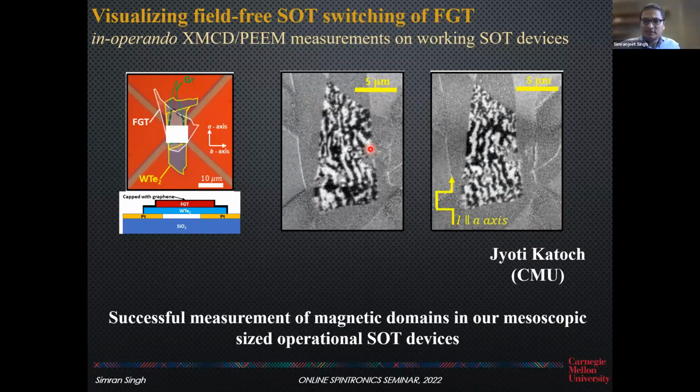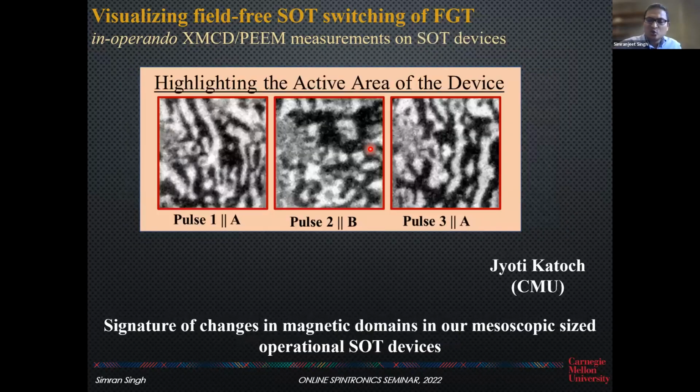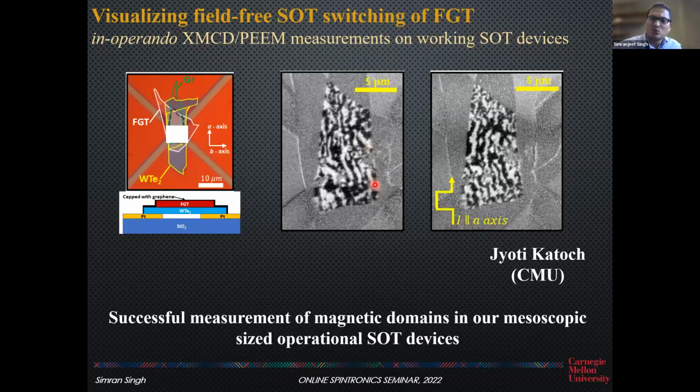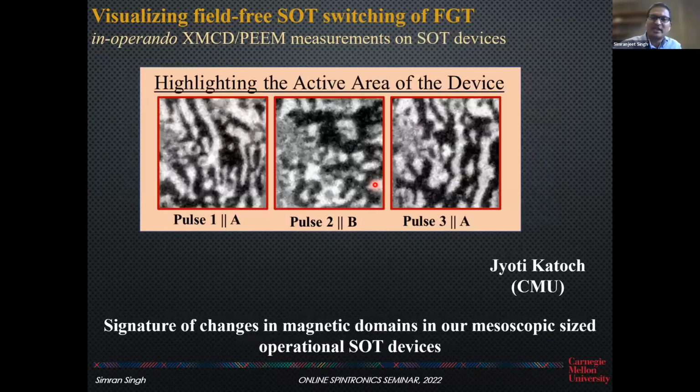This is FGT, which has perpendicular magnetic anisotropy, cooled down below TC without any magnetic field. Then we were trying to use current pulses to move into one direction, which we haven't done successfully yet. The only thing we see is, if you compare this picture here with this picture here, we are definitely moving some domains. That's the only thing we have so far. Okay, yeah, thank you.